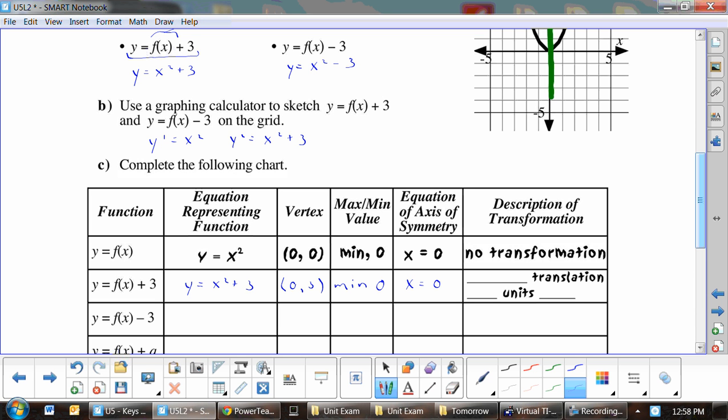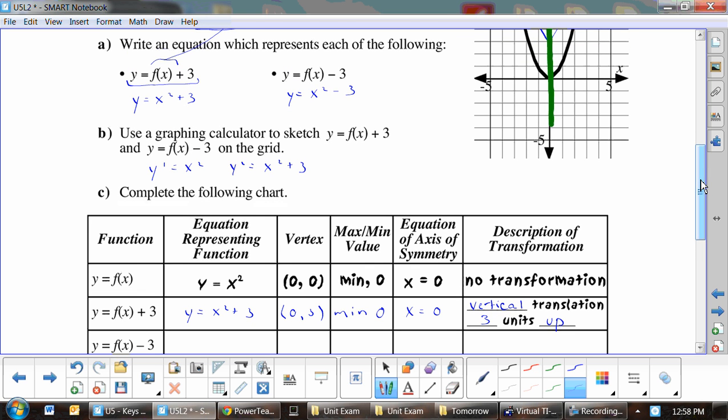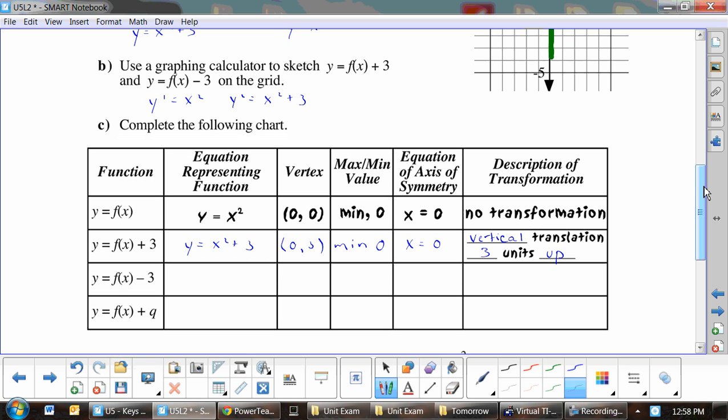And so you have to be able to describe this in words as well. So we would say it's a vertical translation because it goes up and down. And how many units has it moved? 3. And in what direction? Perfect. Okay. So on these graphs, we say up and down. We don't have to say north and south. Okay.